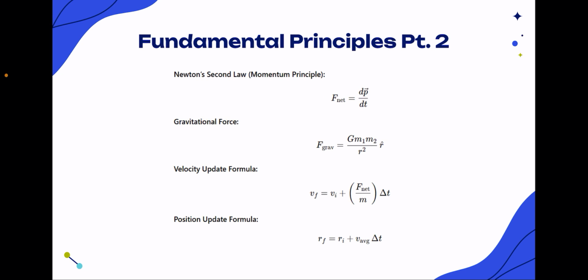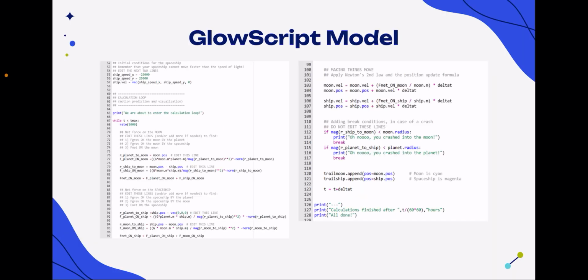The same physics apply here: Newton's second law and universal gravitation. I calculated all gravitational forces acting on both the moon and the spaceship. Then I added them together to find the net force on each object. Using F equals ma, I found acceleration and then updated velocity and position at each time step. This process predicts how the spaceship and moon move over time.